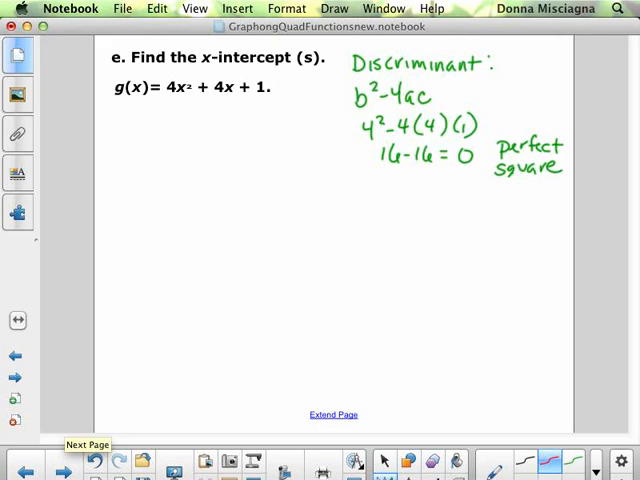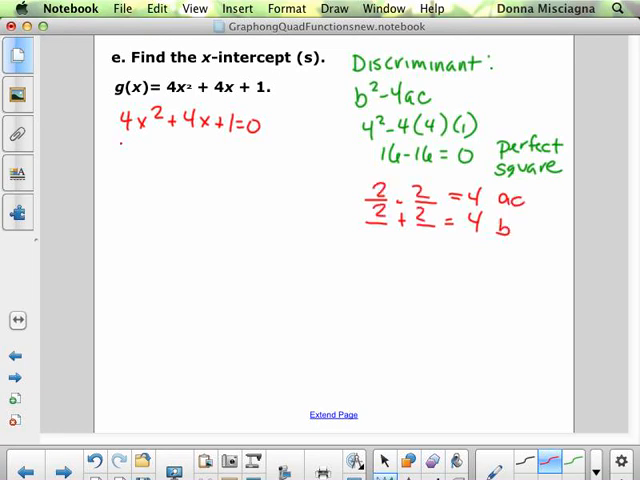So I'm going to put the 0 at the end. 4x squared plus 4x plus 1 equals 0. 4 times 1 is 4. And actually, instead of squeezing it in there, I'm going to put it over here. I don't have anything else over here. Two numbers that multiply to give us 4, but add to give us the b term of 4. Well, that's 2 and 2. So 4x squared plus 2x plus 2x plus 1 equals 0.